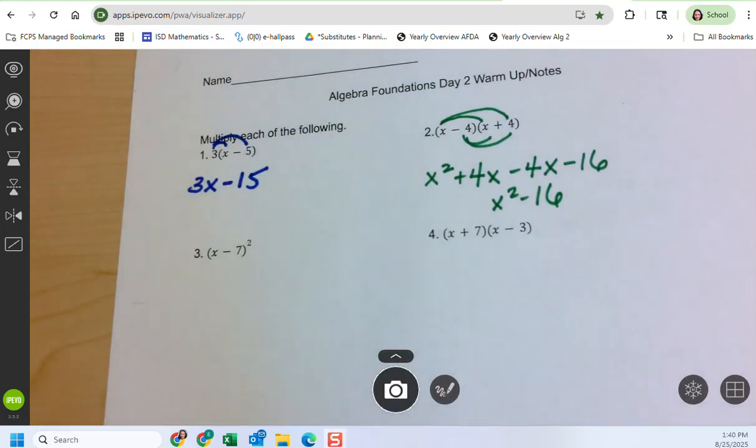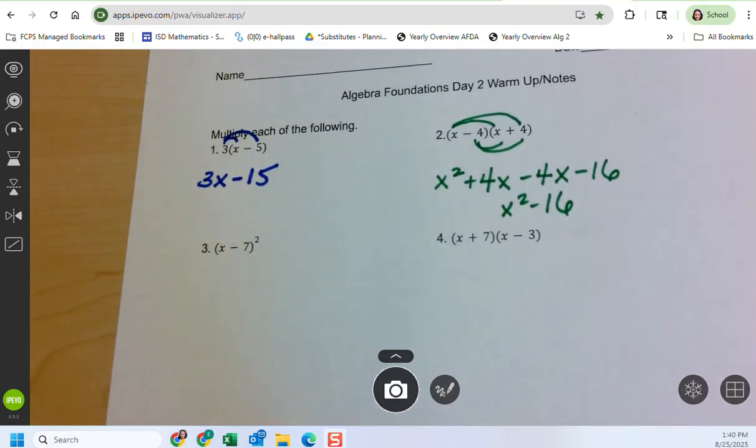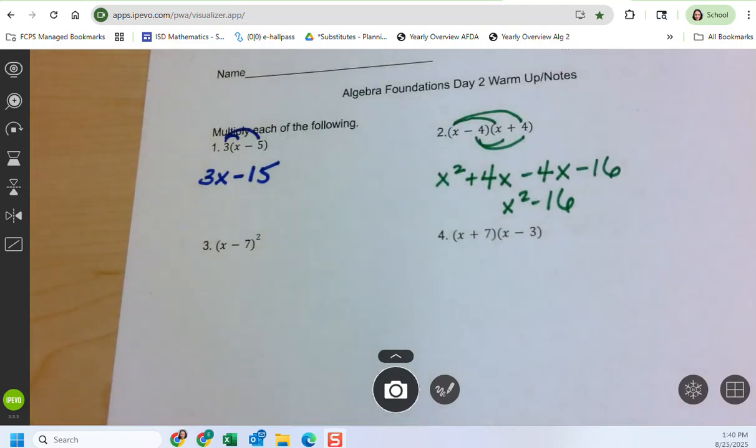How are you guys doing so far? Okay. This one was tricky because a lot of people wanted to put the squared on each term. It doesn't distribute like that. The squared doesn't distribute. What it does do is it multiplies x minus 7 by the same thing.